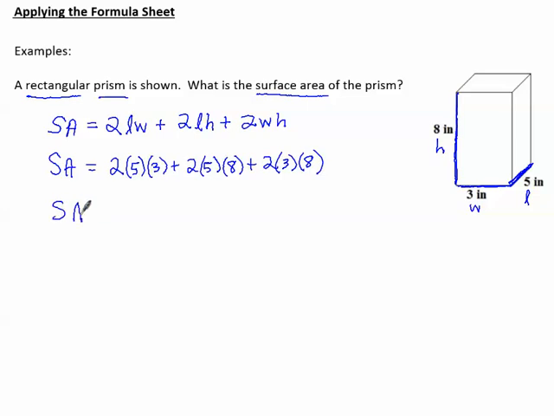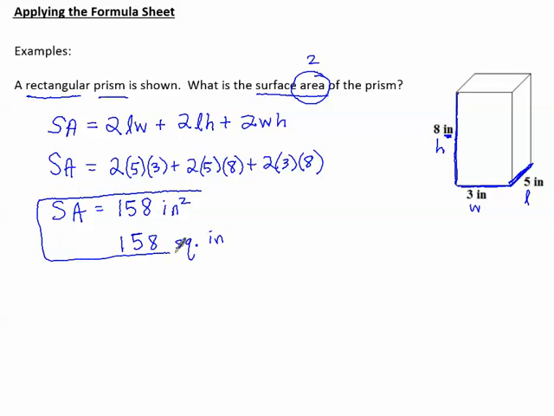Now all I have to do is the arithmetic of multiplying and adding, and I get that the surface area is 158. Now there's always units, well, usually units in the problem. Remember, area is square units, 2 dimensions. So if it says inches as the units, this will be inches squared. It could also be written as 158 sq. inches like that. So both of these are valid answers for the surface area of the rectangular prism.